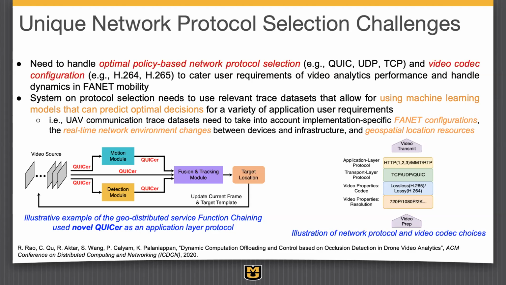Or in the second picture we're showing here, how can we use some kind of a method, and in this case we're using some machine learning to figure out what is the right kind of resolution, codec selection, transport protocol selection that we can use to transmit the video over a given network link.